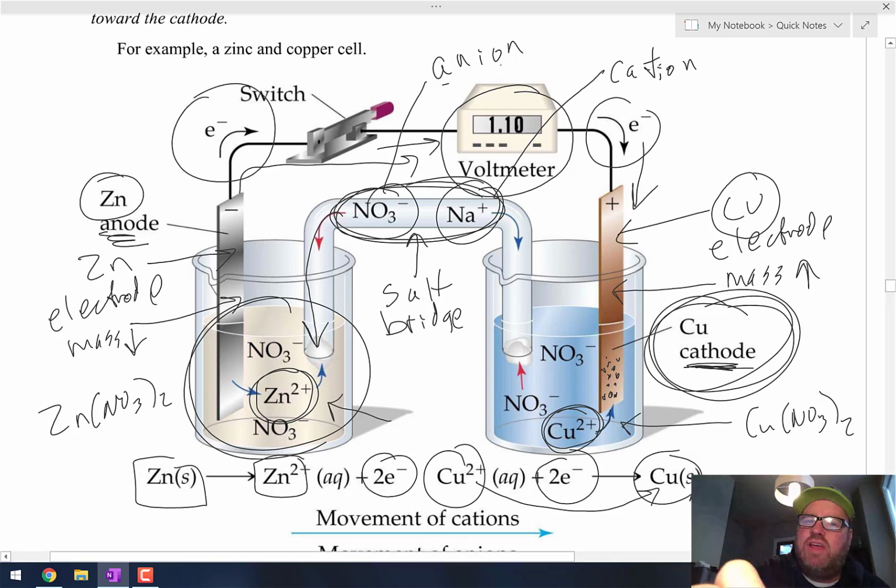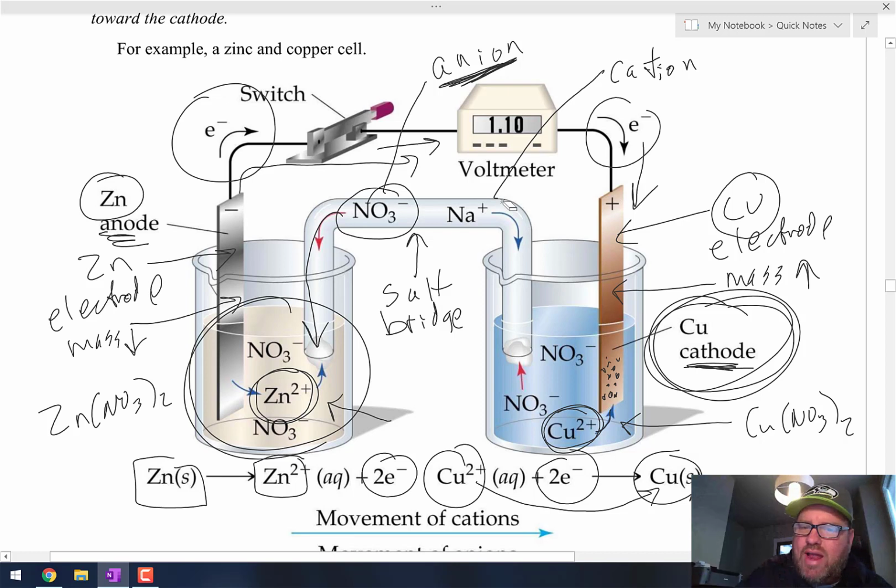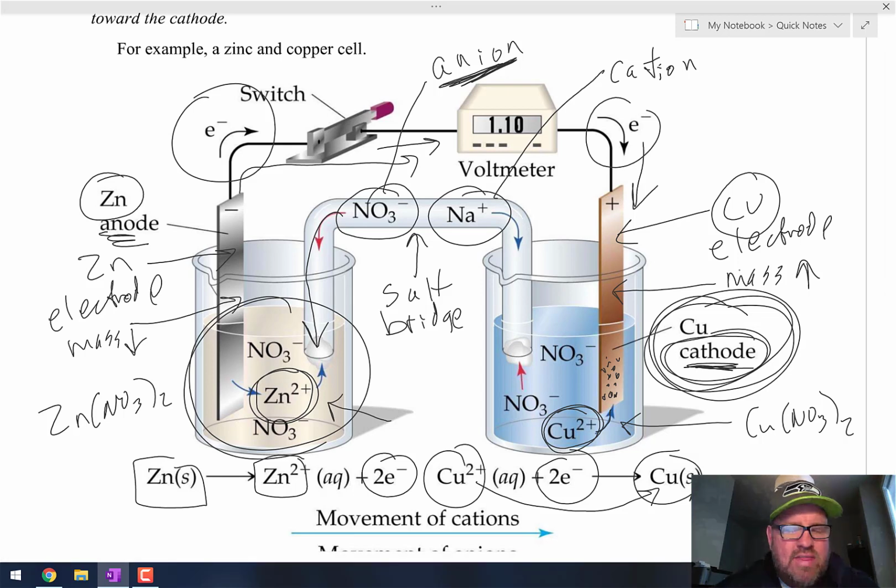So notice that anions in the salt bridge flow to the anode. Maybe that's why they call it an anode, because anions flow to the anode. And big surprise, over here on the right-hand side, the cations flow to the cathode. The only thing that travels in the salt bridge are the cations and the anions. And the cations always go to the cathode. The anions always go to the anode. Now, why? We already talked about NO3 minus. Why does that anion go there?